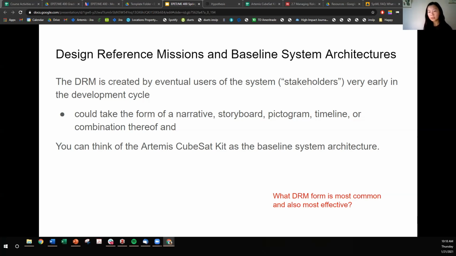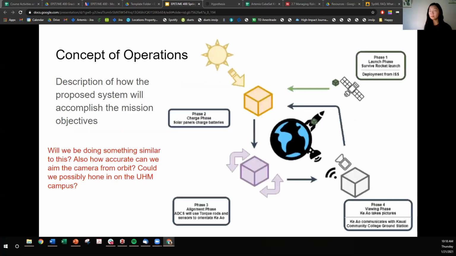I only have a couple minutes, so I'm just gonna zip ahead. You can think of the Artemis CubeSat kit not as a design reference mission, but instead as the baseline system architecture. Here's a concept of operations of a student team here called Team Pono of their mission called KAO. KAO is the same size as Artemis when it comes to the CubeSat frame and served as the baseline mission for the Artemis CubeSat kit. So there was a question about, will this class be doing something similar? And absolutely, this is a good case study of how you can use Artemis CubeSat kit.